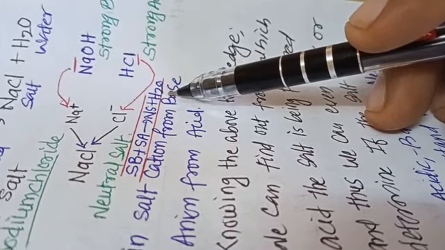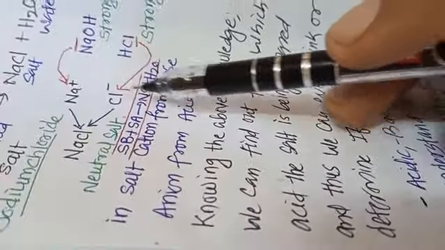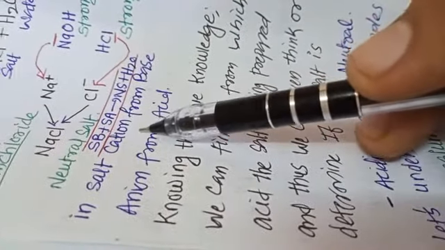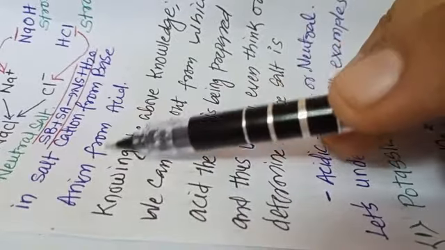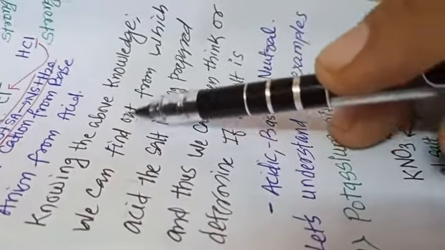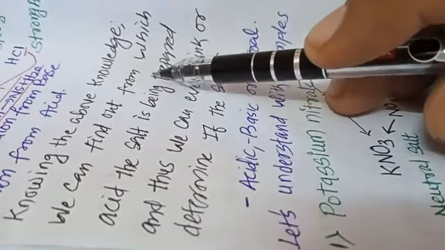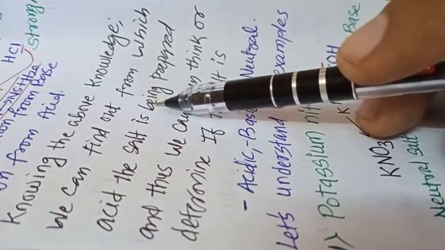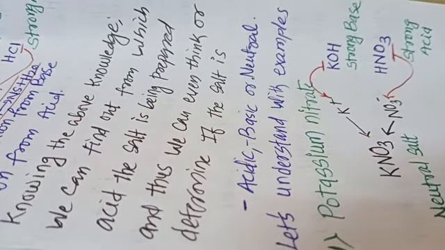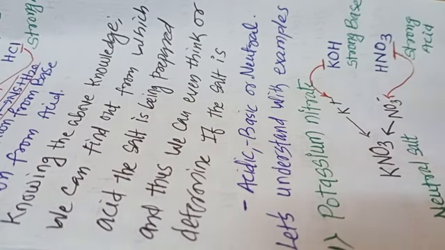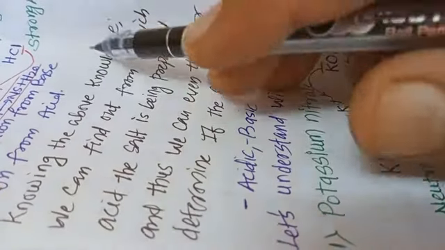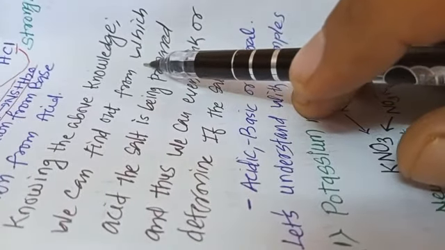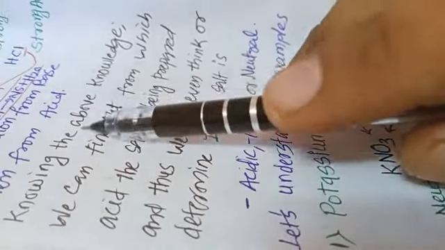So now we can study in detail about the various salts. In salts we have a cation from the base and an anion from the acid. Knowing the above knowledge, we can find out from what kind of acid and what kind of base we can produce a salt.